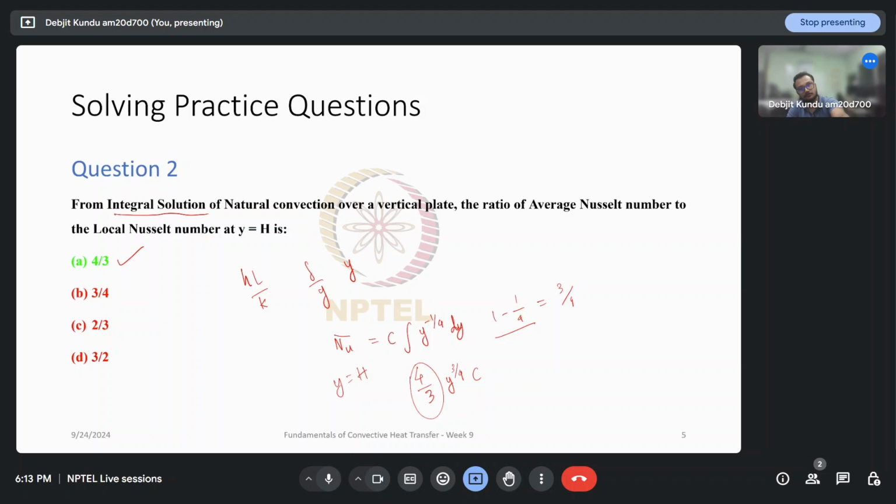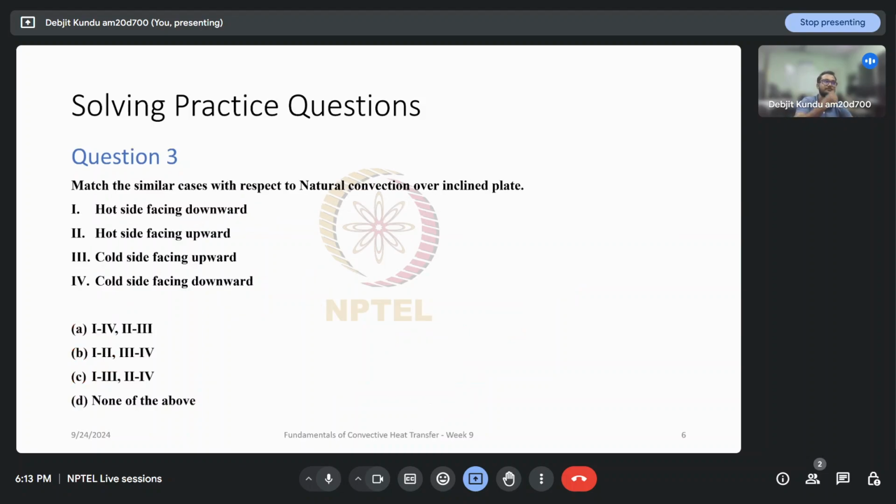All right. Moving on, we'll move on to question number 3. It is asking us to match the similar cases with respect to natural convection over an inclined plate. So we have inclined plates and we have different configurations. We could have hot side facing downward, hot side facing upward, cold side facing upward, or cold side facing downward.